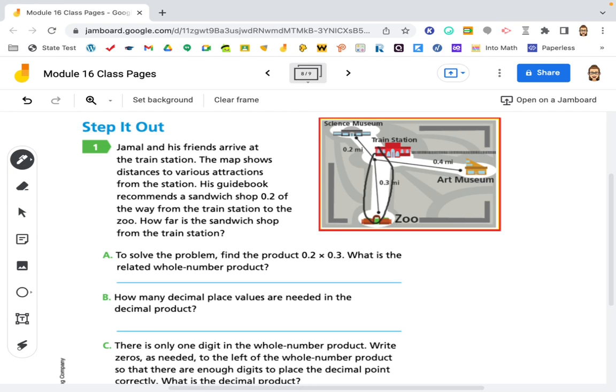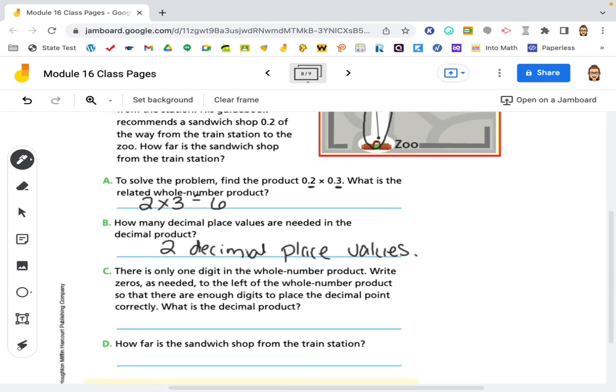What is the related whole number product? Well, we would have 2 times 3, which equals 6. Then it says how many decimal place values are needed in the decimal product. We have 1 in the first factor, 1 in the second factor, so together that is 2. So we need 2 decimal place values. So there's only 1 digit in the whole number product.